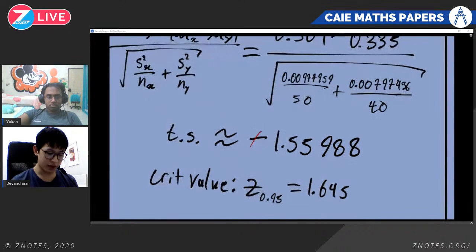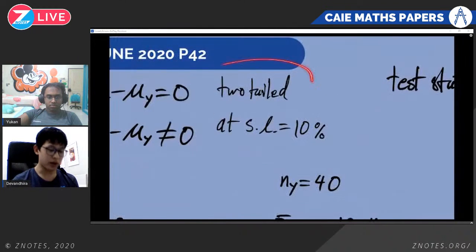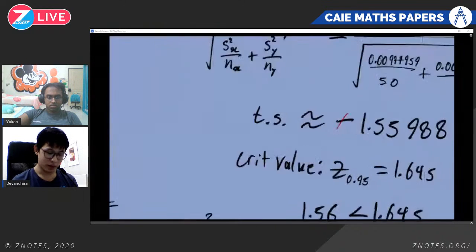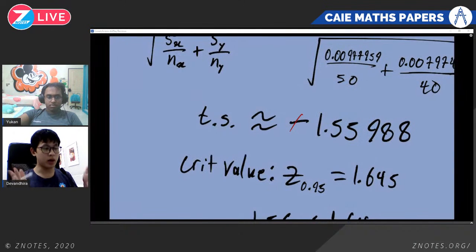Now here's the thing: if you get a negative, you don't really have to write the negative. That's why I put a cross here. You don't really have to care because, first thing, it's two-tailed. It doesn't care if it's negative or positive. That's why. Because if it's two-tailed, it cares about the normal distribution, the left tail and the right tail. So if you got a negative, you can just remove it.